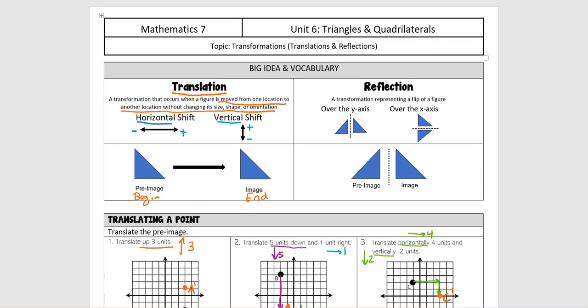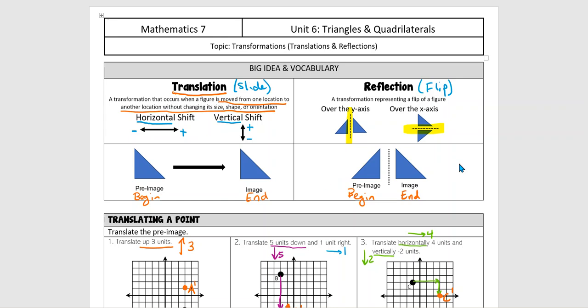Reflection is the other one. So while translation is sometimes thought of as a slide, reflection can be thought of as a flip. And we're always going to reflect over an axis. So we're going to either go over the y-axis or the x-axis. And if you look at our pre-image, which is again our beginning or our start, and our image, we have the same shape and the same size, but now we've flipped it.